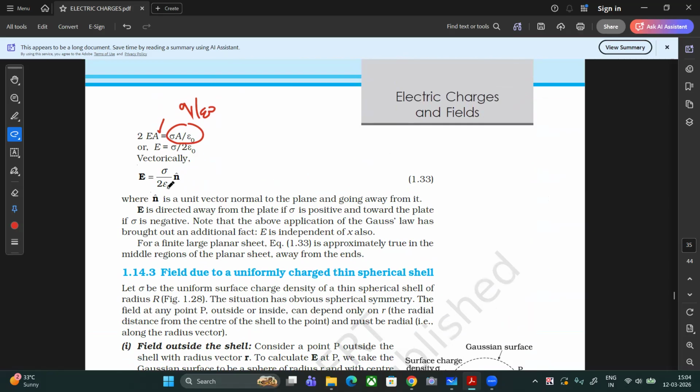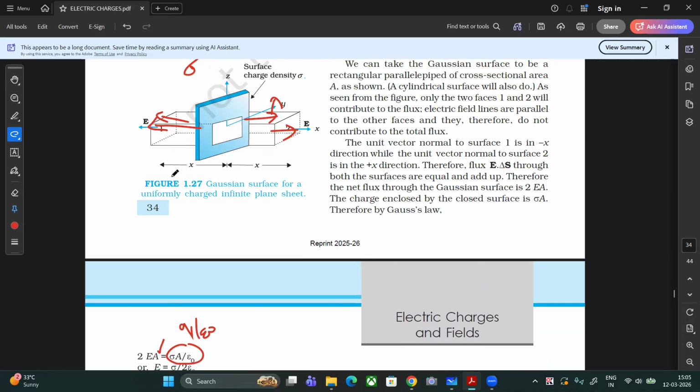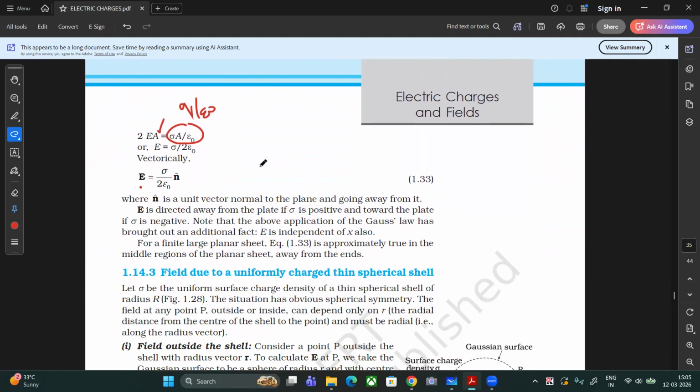We simplify this and get E equals sigma by 2 epsilon. So the electric field due to a plane sheet depends only on the surface charge density. It does not depend on the area. Sorry, the distance, because it's a very important point. In all three of these applications, the field does not depend on the distance of the point. Like we take one point here, at this point, what is the electric field? But the distance is not taken here. The area will be cancelled.